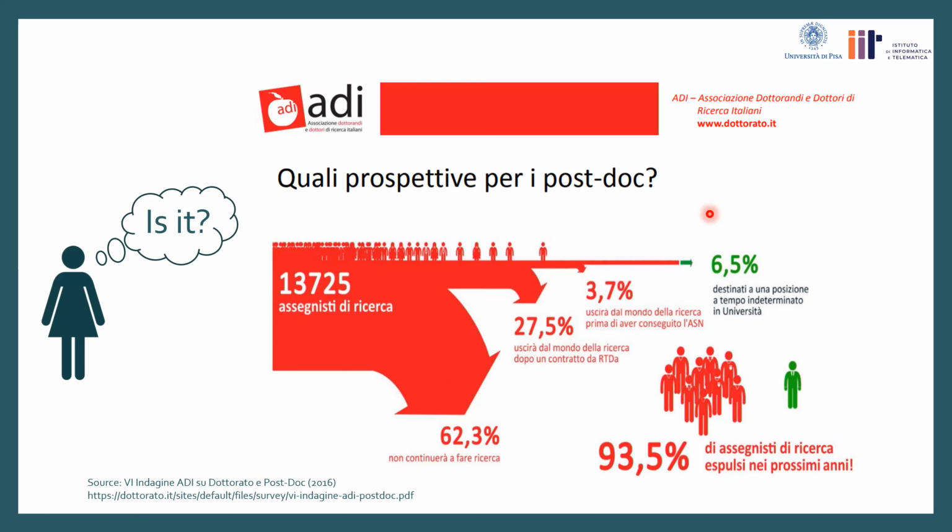So in the end, what we have is that in the next few years, just around 6% of the people will be more or less sure to have a, I don't remember how to say it in English, permanent contract in the university, while 93% of the researchers will be out of the research world in the next few years.